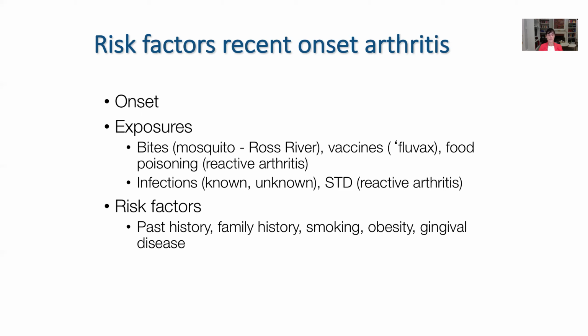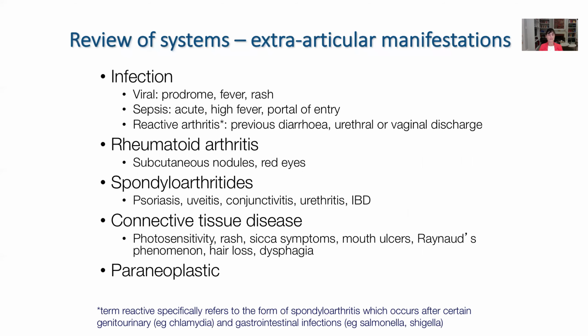There are other risk factors for different sorts of arthritis, such as past history. Has this occurred in the past, such as a history of gout? Family history, such as a family history of rheumatoid arthritis, gout, connective tissue diseases or ankylosing spondylitis, or psoriasis. A history of smoking and obesity are risk factors for rheumatoid arthritis, as is gingival or gum disease.